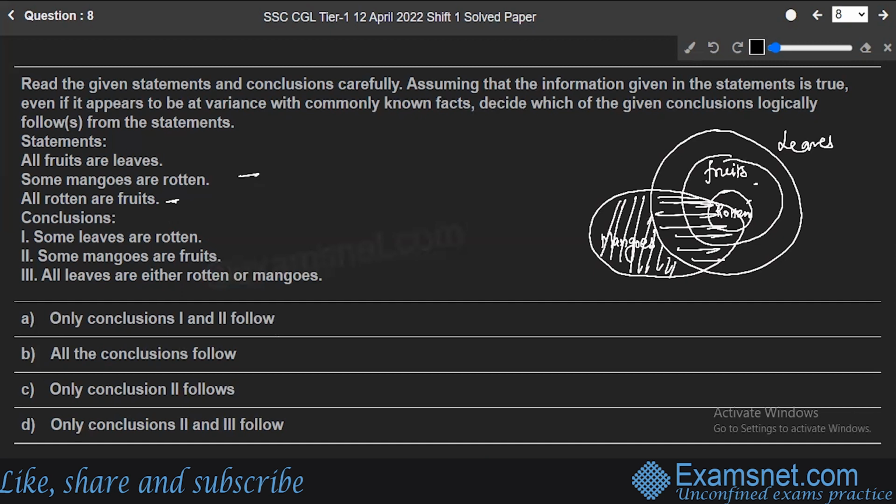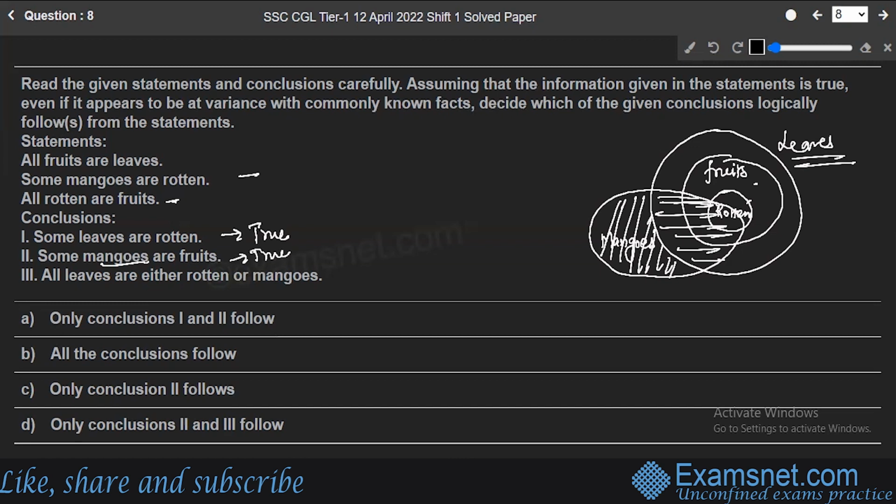Now let's see the conclusions one by one. Some leaves are rotten. Is that true? Yes. Some leaves are rotten. This is absolutely true because this is leaves and this is rotten. So this is true, as all rotten are fruits and all fruits are leaves also. So some leaves are rotten. That is true. Second one, some mangoes are fruits. This is also true.